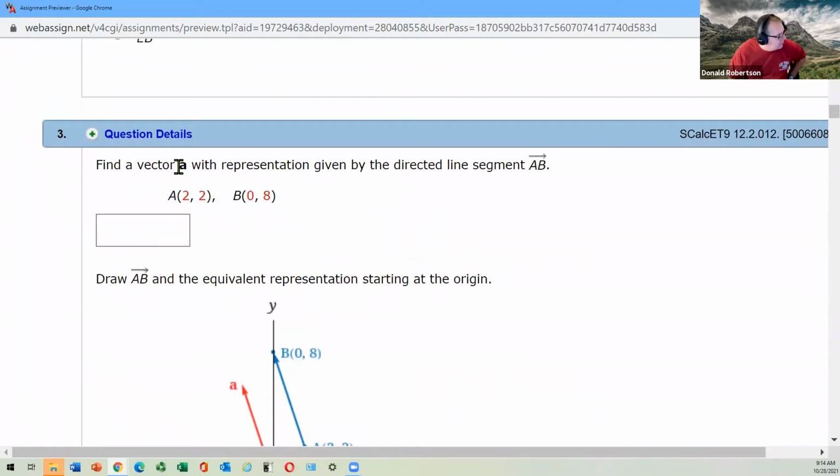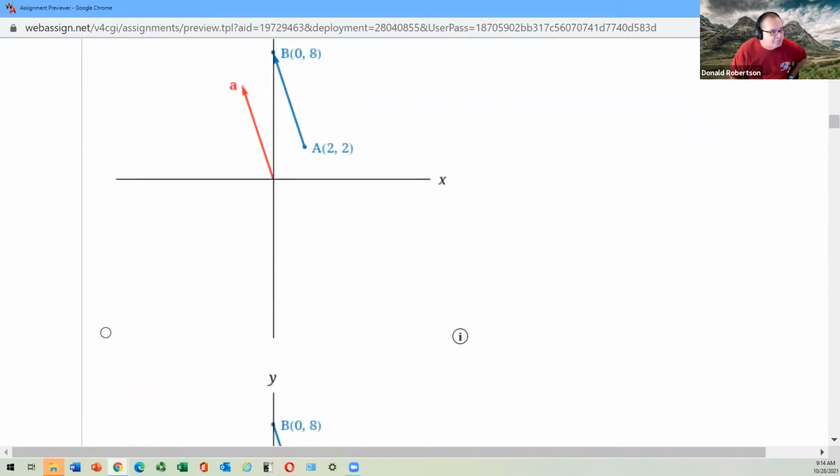Okay. Now, do you see that bold notation that they're using here? That is one of the vector notations. Find a vector A, represented by this fella here. Okay, that's my signal to leave this now.